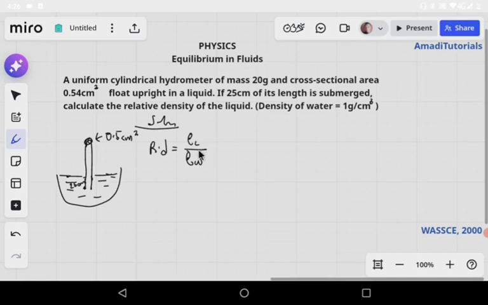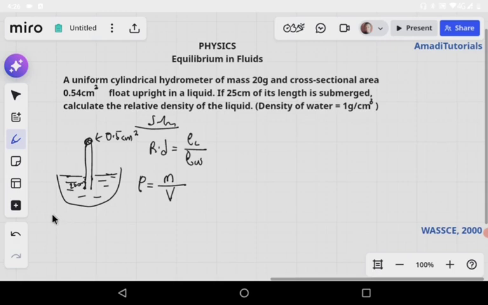Okay, so we proceed. Relative density is the density of that liquid over the density of water, and the density of any substance can be defined as the mass of that substance over the volume of that substance. However, we don't know the mass of this liquid. Here we were only told about the mass of the cylinder that is in the liquid. So what do we do?